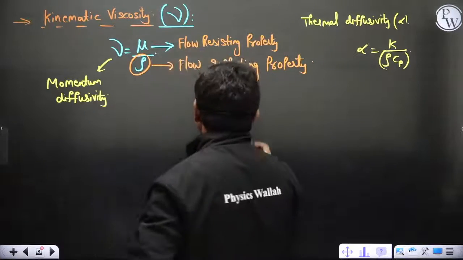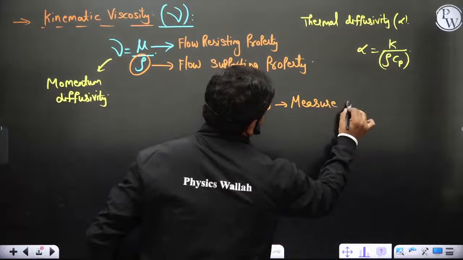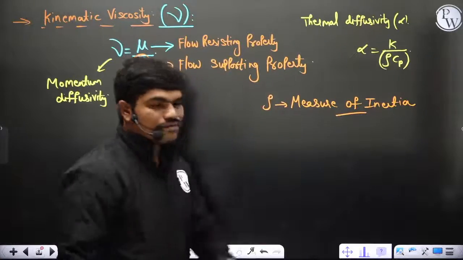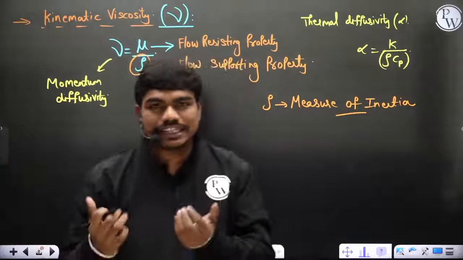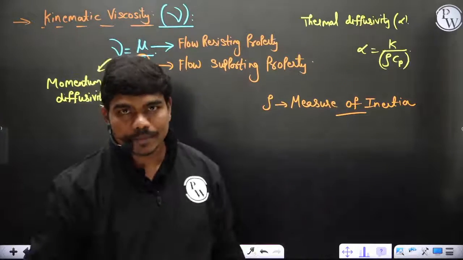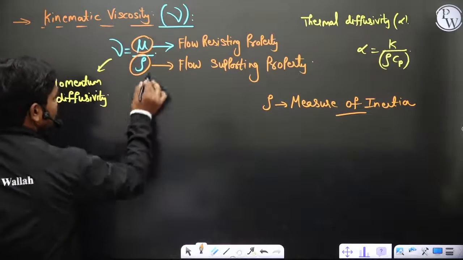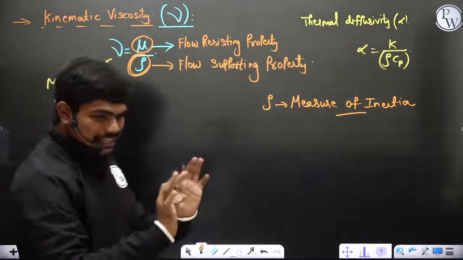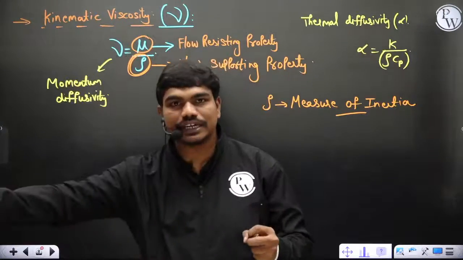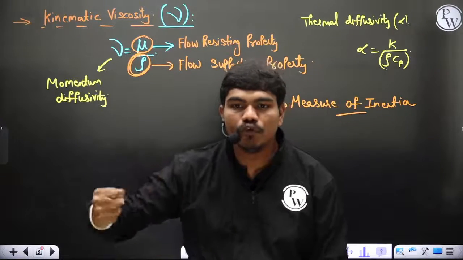So density is a measure of inertia. Whenever a fluid is trying to move, density is that property of the fluid which tries to keep the flow maintaining. So out of these two properties, one is trying to stop the flow and one is trying to sustain the flow. That's why this property is called diffusivity. Diffusion means propagation. So this ratio decides how effectively the fluid can move in an actual case.